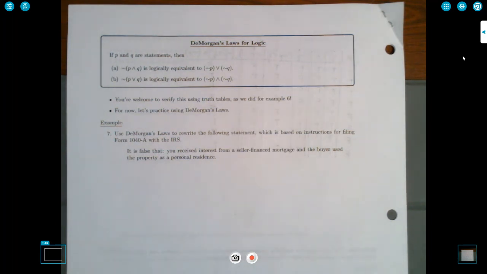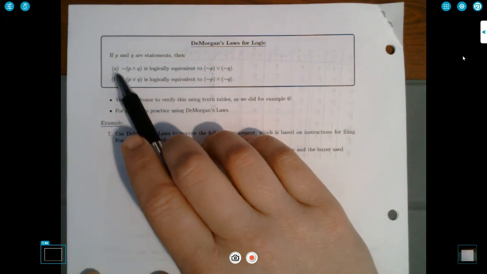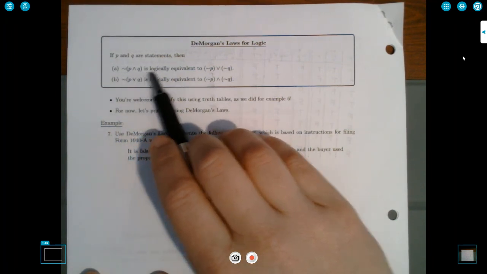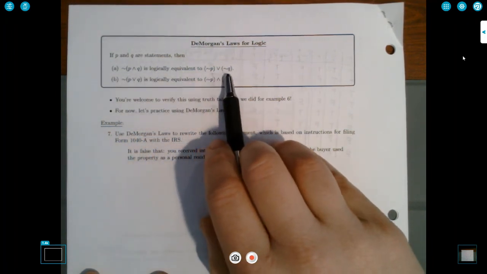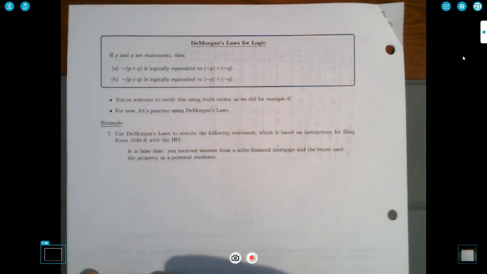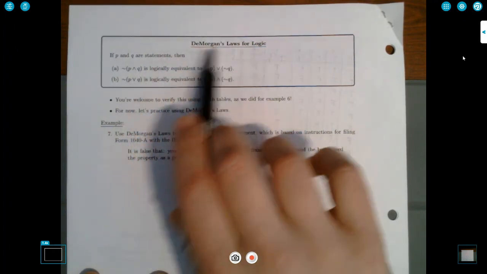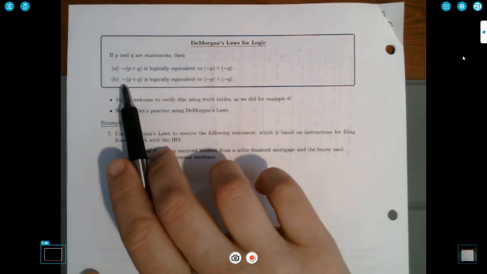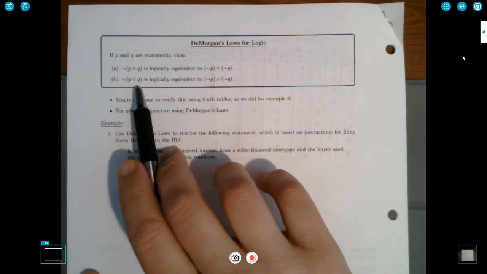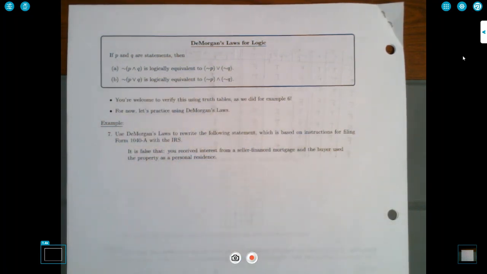It says, if P and Q are statements, then not (P and Q) is logically equivalent to not P or not Q. And that's the example that we just saw on the previous page, right? But then there's another version of De Morgan's law, which says this: not (P or Q) is logically equivalent to not P and not Q.